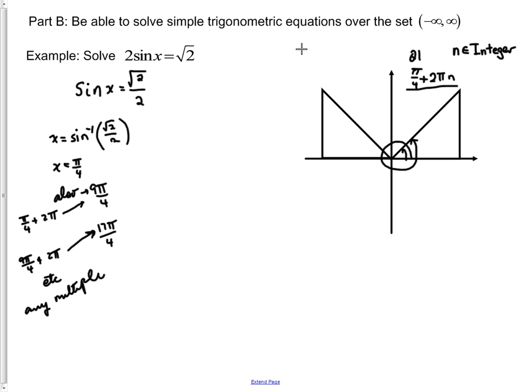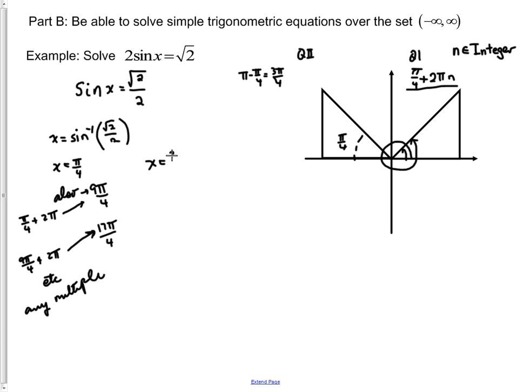How about in the second quadrant? Well, we do the same trick that we did before. That is, we're going to use pi over 4 as our reference angle, except we're going to use that in the second quadrant. So that means that our second quadrant angle, pi minus pi over 4, is going to give us the angle 3 pi over 4. So that is another possible solution, that x could equal 3 pi over 4.